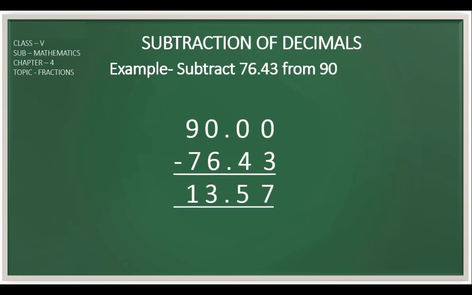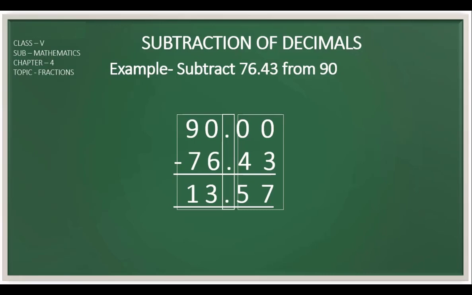Just like whole numbers, we will subtract this number as well, and the only thing which we should keep in mind is to keep the decimal point in the same position. So after subtracting, we got 13.57, which is our answer.